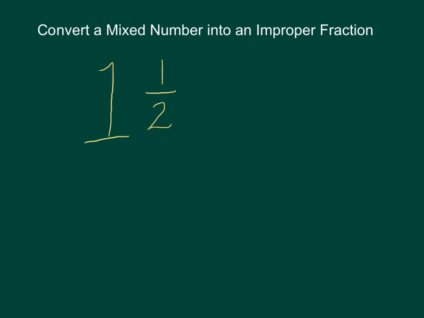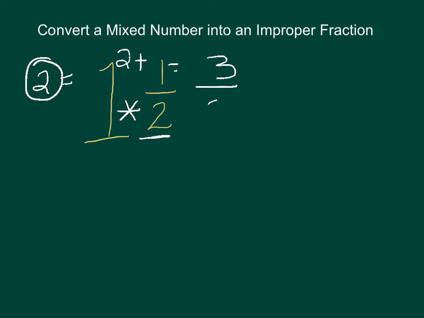Another way we can convert this mixed number into an improper fraction is by using multiplication. I can multiply my denominator and my whole number. So 2 times 1 equals 2. I take this product, and now I'm going to add that to the 1, which would equal 3, and I leave my denominator the same, and now I have 3/2.